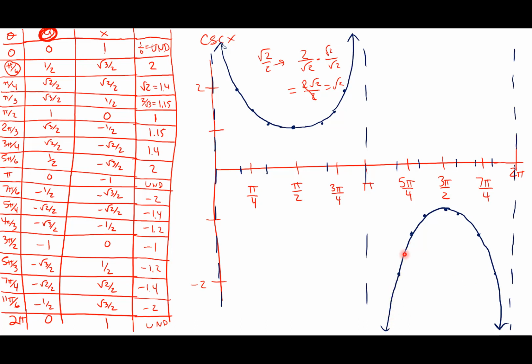So we have values like this. Again, horseshoe on the bottom side, right? On the inside. So there's our cosecant function. That's what it looks like based upon our table, based upon our values. Jumping to the next one.